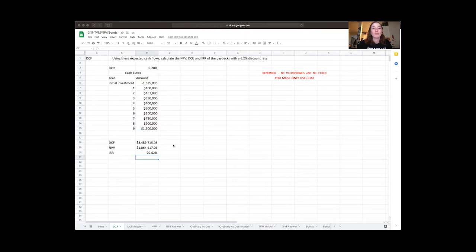So pretty simple, just the little things. Make sure when you calculate DCF, it excludes your initial investment. When you calculate your NPV, it's your DCF plus your initial. And when you calculate IRR, it does include your initial investment. So just the little things, but it's pretty simple, and Excel tells you everything to put in. So it doesn't make it too difficult.